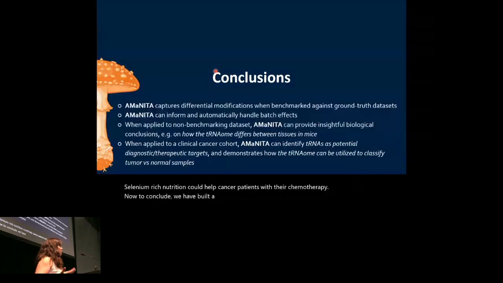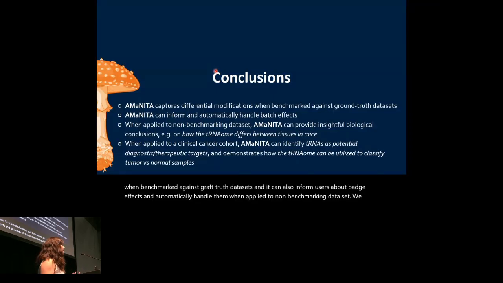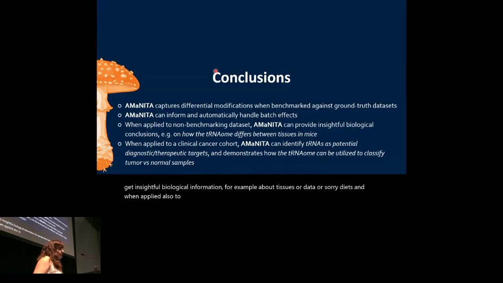Now, to conclude, we have built a tool, AMaNITA, which captures differential modifications when benchmarked against ground truth datasets. And it can also inform users about batch effects and automatically handle them. When applied to non-benchmarking datasets, we can get insightful biological information, for example, about tissues or diets. And when applied also to clinical cohorts, we can identify tRNAs as potential diagnostic or therapeutic targets. This is the end of my presentation.